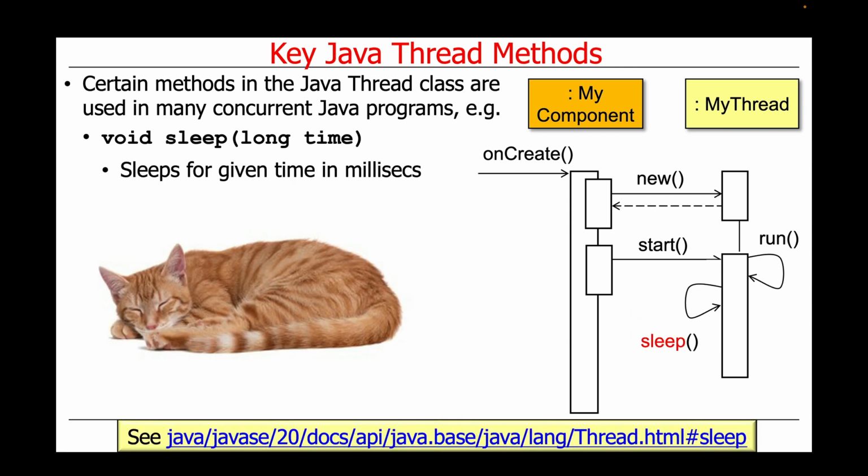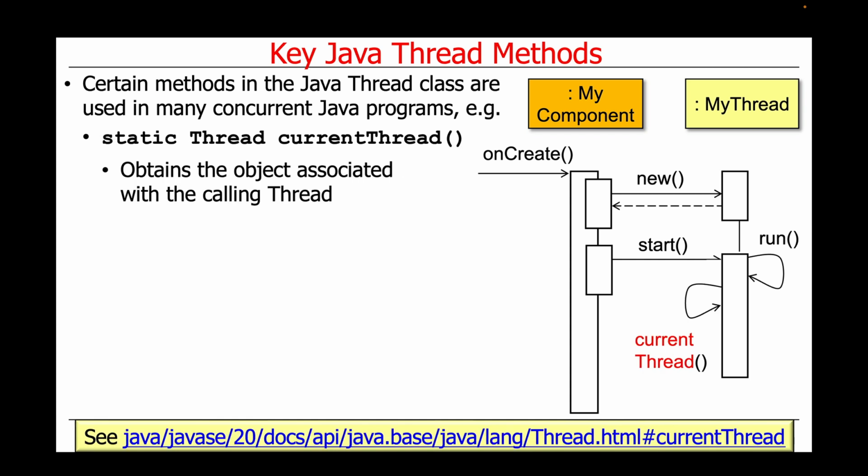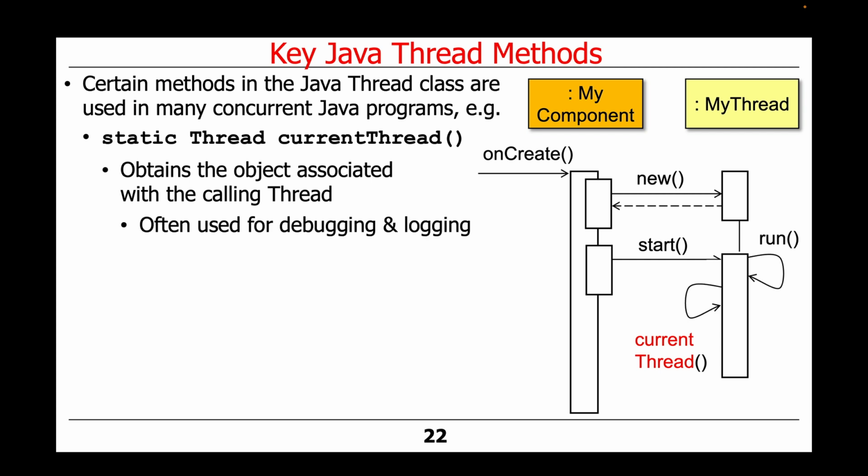The sleep method is used to put the calling thread to sleep for a given amount of time, specified here in milliseconds. There are other versions of sleep that take time unit parameters that have higher resolution than milliseconds. Sleep is primarily useful for stubbing out code in examples or sometimes in tests, and not much else. So make sure you use it very sparingly, if at all. Current thread is a static method that obtains the object that's associated with the thread that invokes current thread. It's most frequently used for debugging and logging, and can sometimes be used in various data structures like a hash map to keep track of which threads are executing in a program.